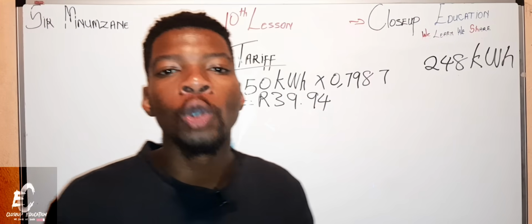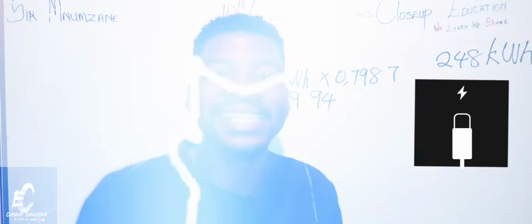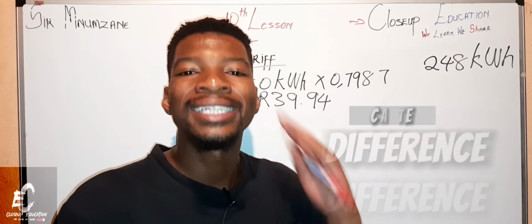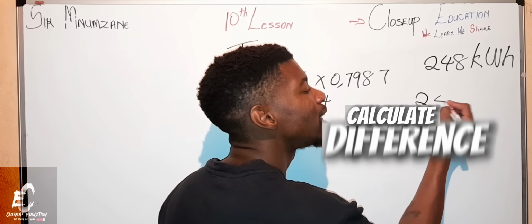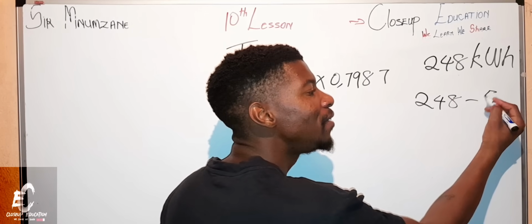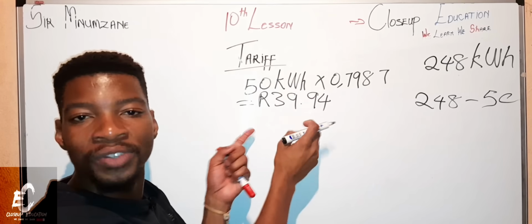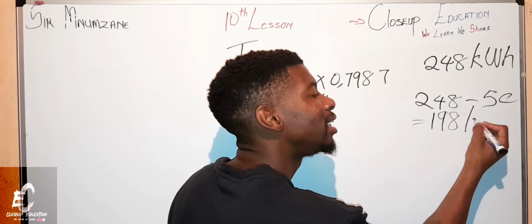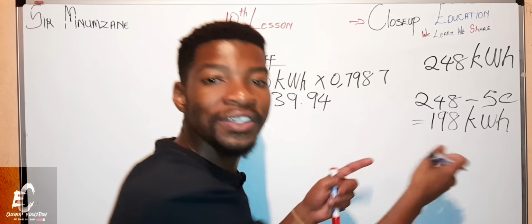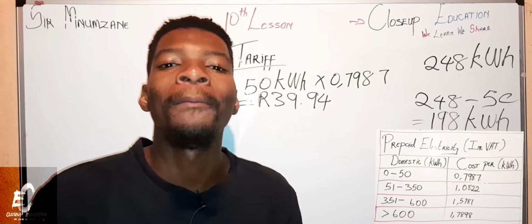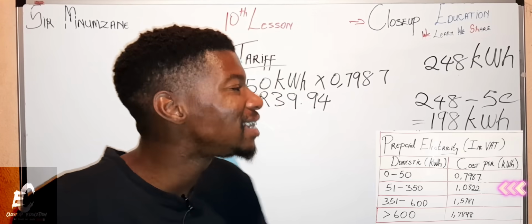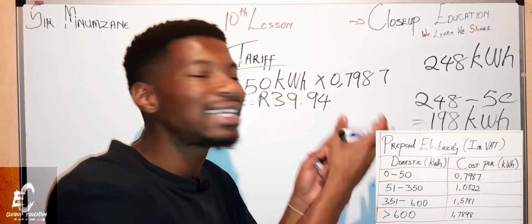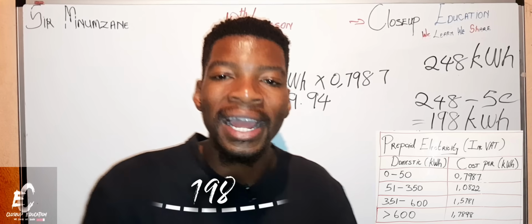Our second step is to find out how much electricity is left to be calculated. We have to do the difference. What is our difference? 248 minus 50, the amount we've just calculated, is 198 kilowatts per hour left to be calculated. So we'll be using the amount on the second bracket to calculate this electricity. Why? Because 198 belongs on bracket number 2.